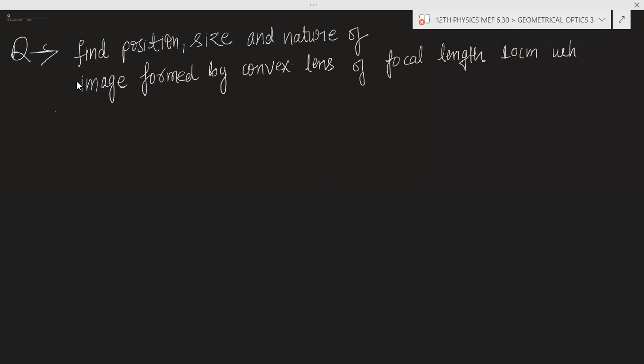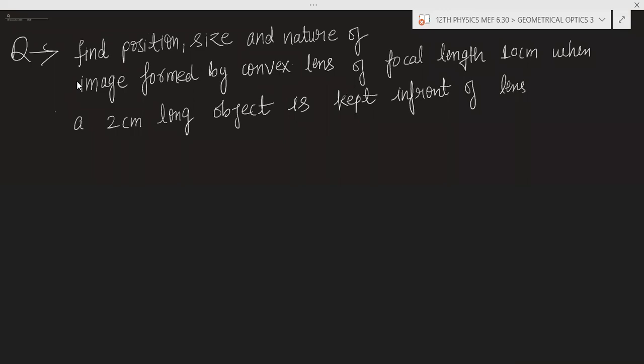when a 2 centimeter long object is kept in front of the lens at a distance of 15 centimeter.